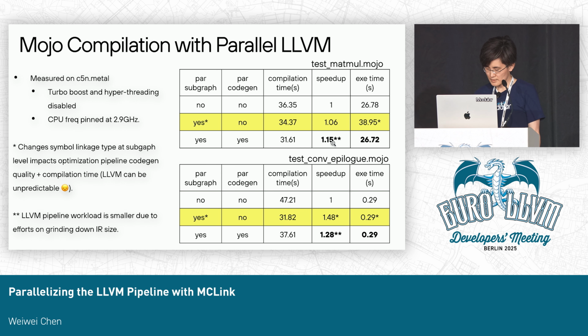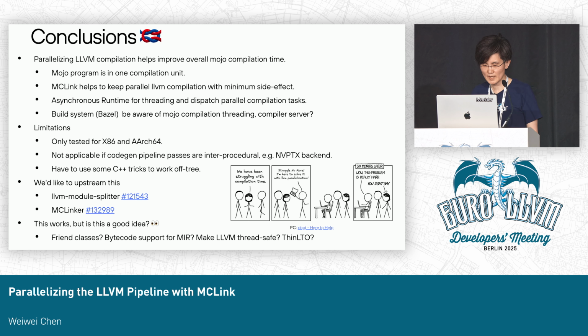All right, now let's step back to see what we learned from this practice. First of all, we learned that parallelizing LLVM compilation can really help us improve the overall Mojo compilation time. This is mostly related to the Mojo compilation model, because it's different from C++. We usually have a C++ project with multiple CPP files, and we compile them into object files and then try to link them.